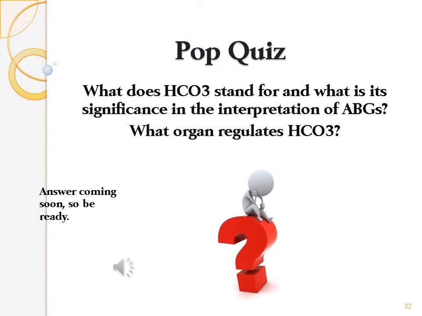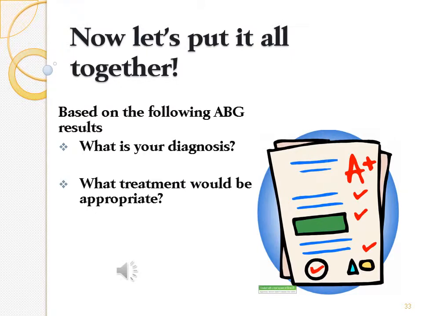Here's another question for you. What does HCO3 stand for, and what is its significance in the interpretation of ABGs? What organ regulates HCO3? Now we're going to try to put it all together. In the following situations, I want you to identify the diagnosis and any interventions that would be appropriate for the condition.